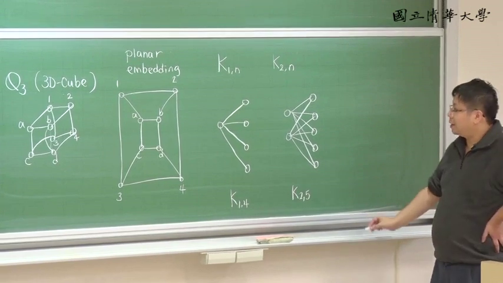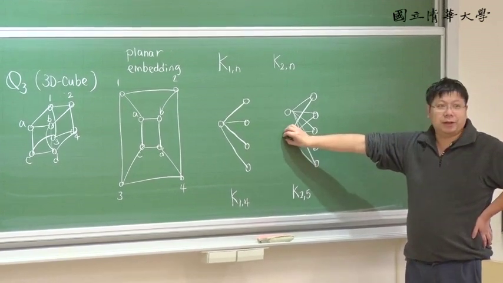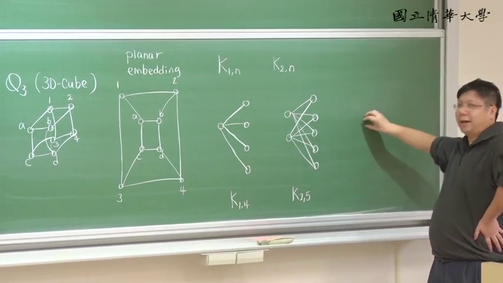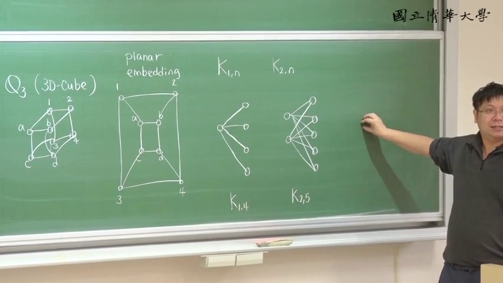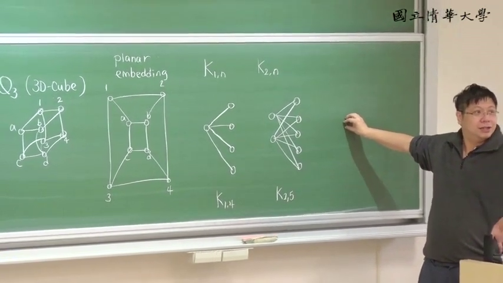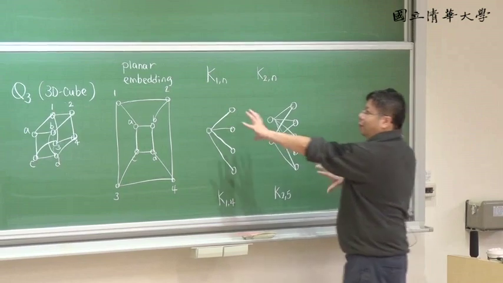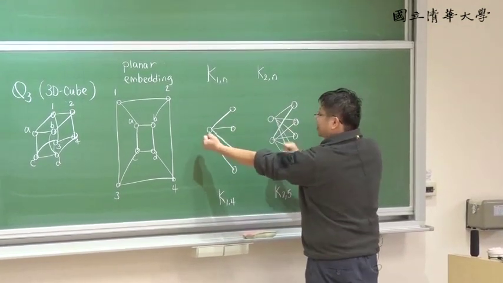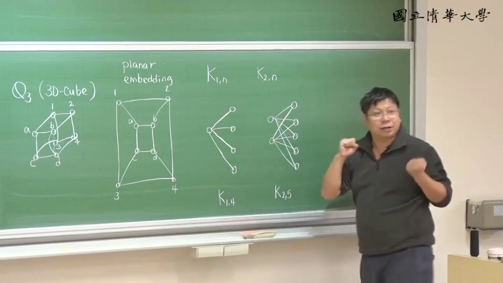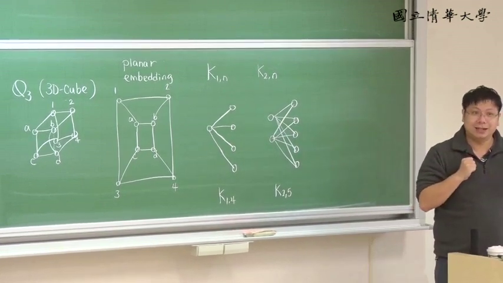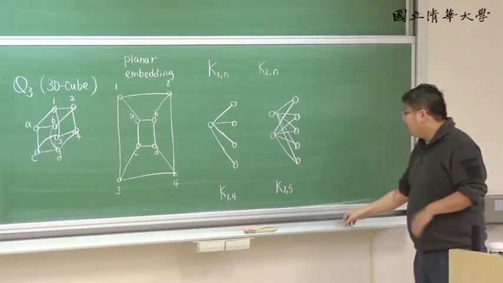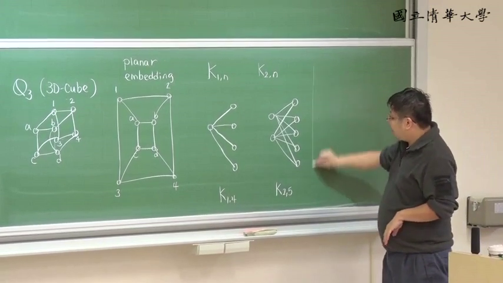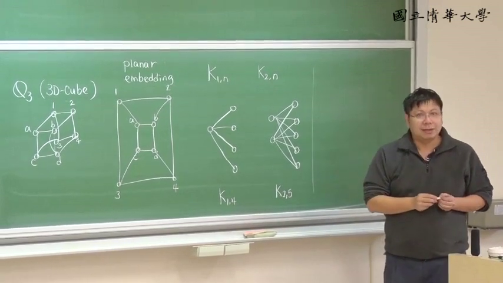So how do you see? You pick up this vertex, you move it to this side. Is that okay? So this is like you have a K1n, you have another K1n, one vertex on this side, one vertex on this side, joining to each other. Is that okay? Okay.